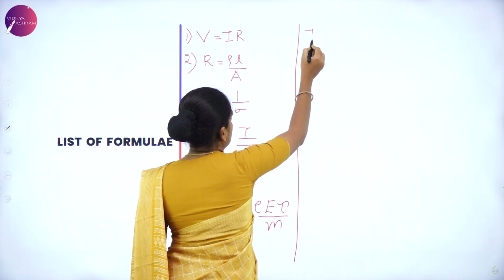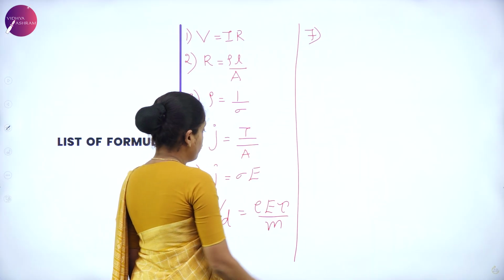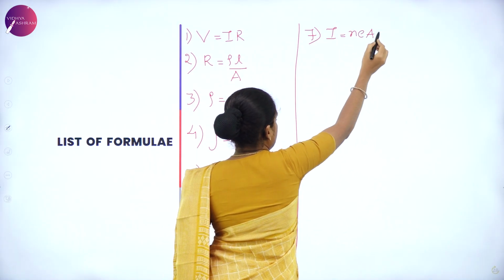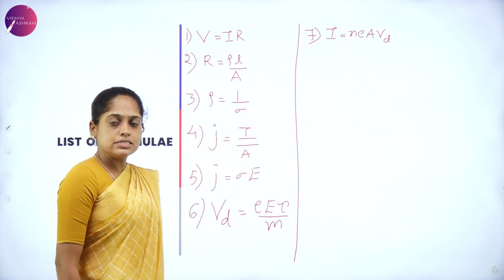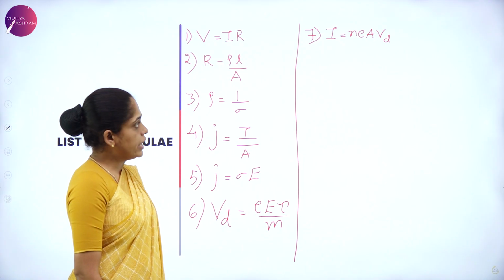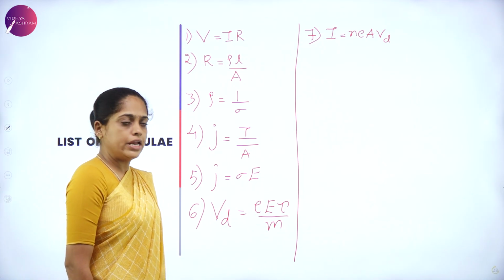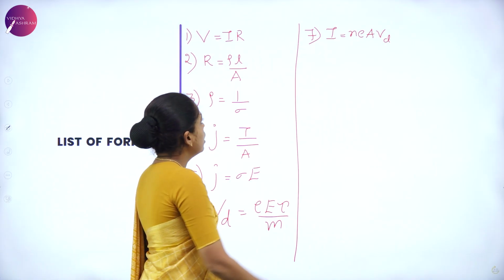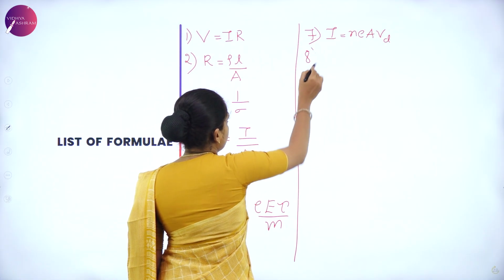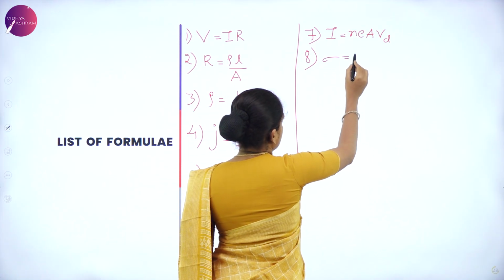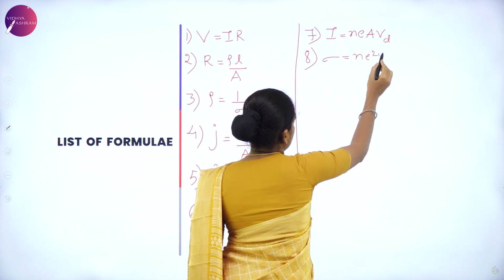After this, we have the formula for current. Current is equal to nAeVd. n is number of electrons per unit volume, e is the charge on electron, A is area of cross section, Vd is the drift velocity. After this, we derived the expression for conductivity. Conductivity is n e square tau by m.